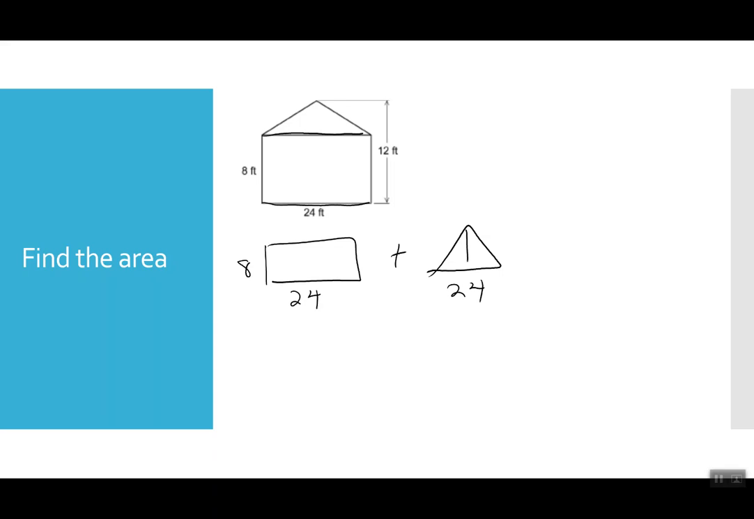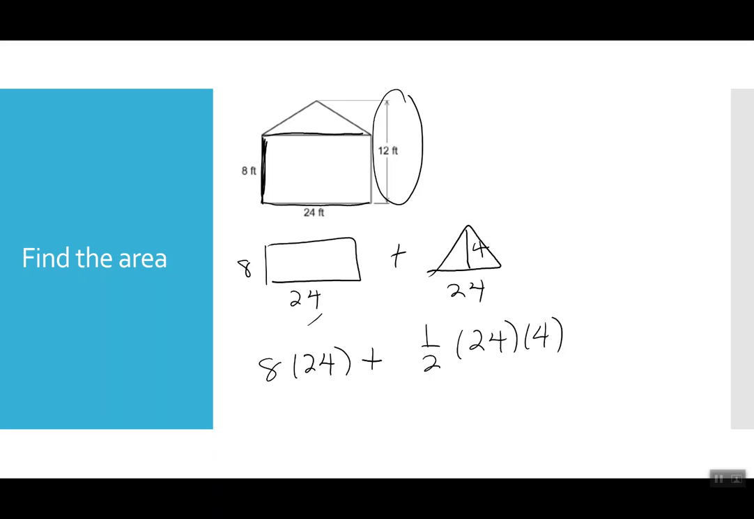So I need to know the height of the triangle, but I also have this 12 foot. I've already used the 8 as how high up or the width of the rectangle. So this difference between 8 and 12 says the height of this triangle is 4. To get the area of the rectangle, I'm going to do 8 times 24. To get the area of the triangle, I'm going to do 1/2 the base, which is 24, times the height of 4.